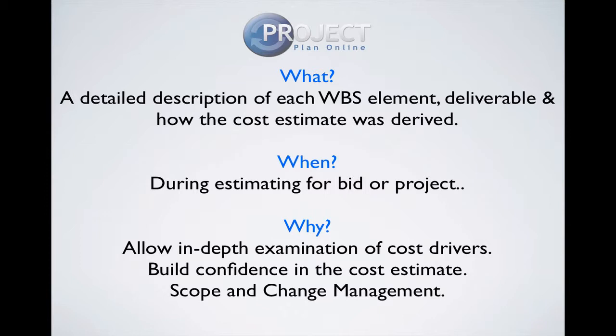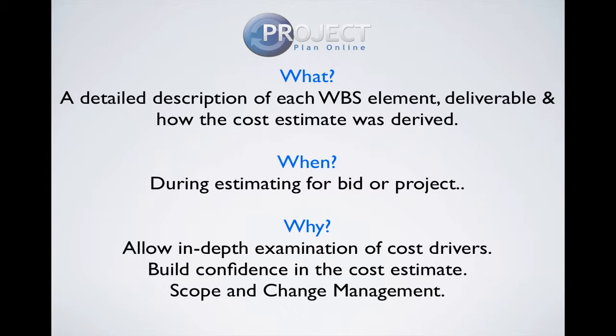You should be doing this during the estimating process during your bid or at the very start of your project. This level of detail is required if you really want to manage your scope properly during a project. It does a number of things. During the bid, it allows you to examine in detail what are the major cost drivers for each WBS element. You can really focus in on getting your prices down by having this level of visibility.